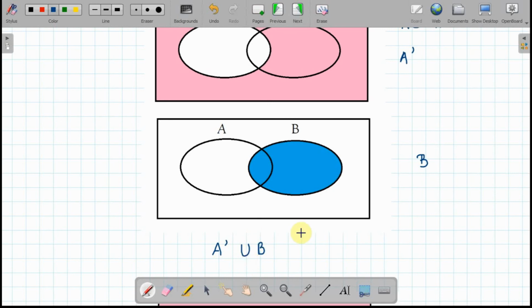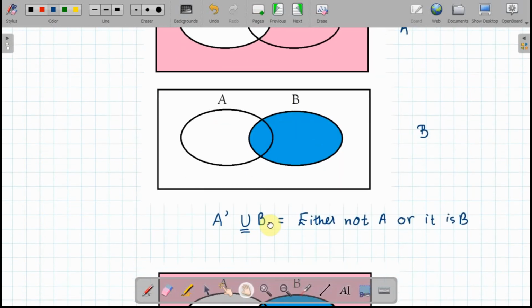Now, since there's a union here, we're going to shade everything that is either not A or it is B. It's very important to understand that because this is the union, right? It can fulfill either the first condition or the second.